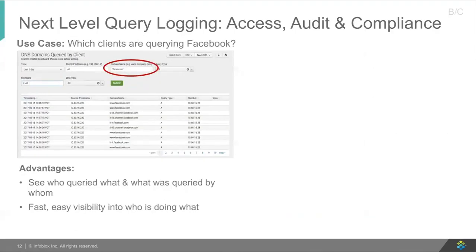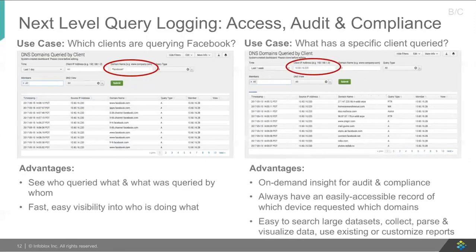So one use case that comes up quite frequently is what clients do we have that are actually querying Facebook? That's a challenge for some organizations. You get a chance to see who queried what, and what was queried by whom. It's fast, it's easy, it's visibility into who's doing what on the network. Craig, what about audit and compliance? The use case there, of course, is around what specific client has queried in terms of their search activity. What are some thoughts that you could share on that?